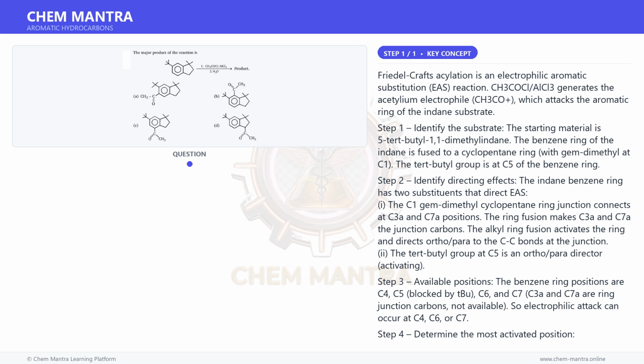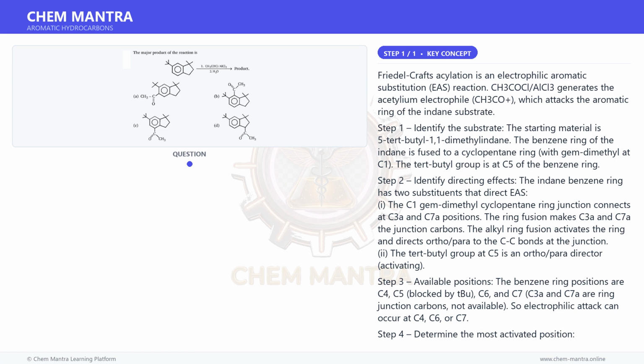Step 2. Identify directing effects. The indene benzene ring has two substituents that direct EAS. 1. The C1 gem-dimethyl cyclopentane ring junction connects at the C3A and C7A positions. The ring fusion makes C3A and C7A the junction carbons. The alkyl ring fusion activates the ring and directs ortho-para to the C-to-C bonds at the junction. 2. The tert-butyl group at C5 is an ortho-para director, activating.